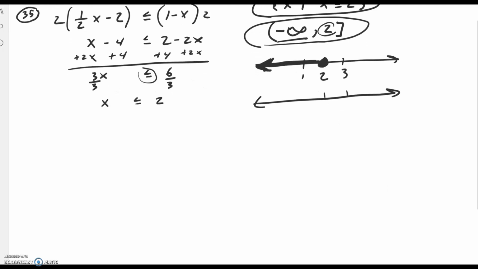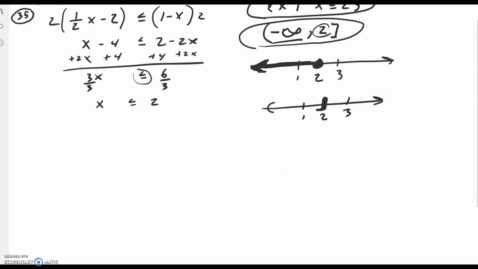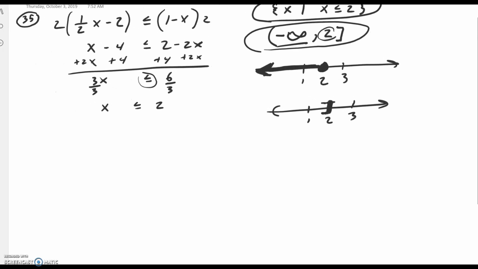One other way to graph this, very similar, still haven't really gotten used to writing on this thing, would be instead of the circle, well, sorry about that, but instead of the circle, we could use a bracket, meaning that it could be equal to 2 as well. And so we have this kind of picture getting us ready for interval notation. Now I wanted to do one more thing with this.